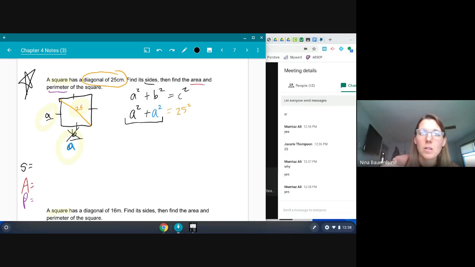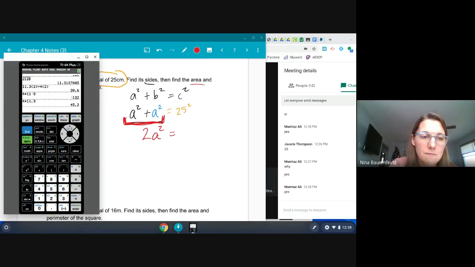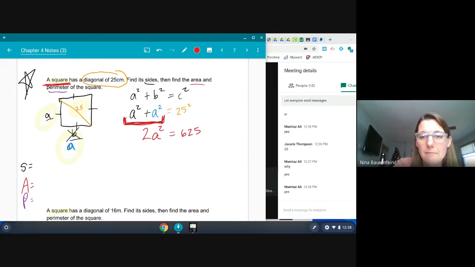Okay. So my key or my trick would be, when you see a square, you're going to have this. This will be what you put at the beginning each time. So we have 2 a squareds, right? We have 2 of those. So 2a squared equals 25 squared, which is 625. So this is the weird part. This is the part that gets people tripped up.